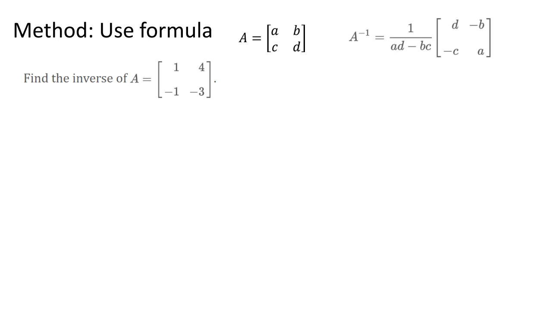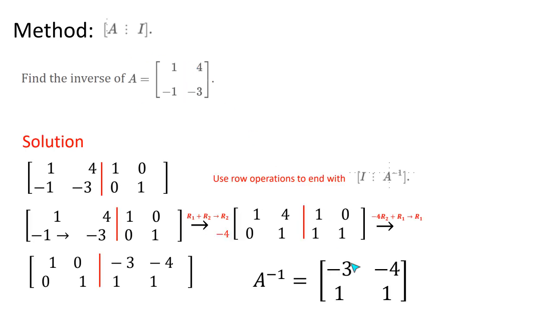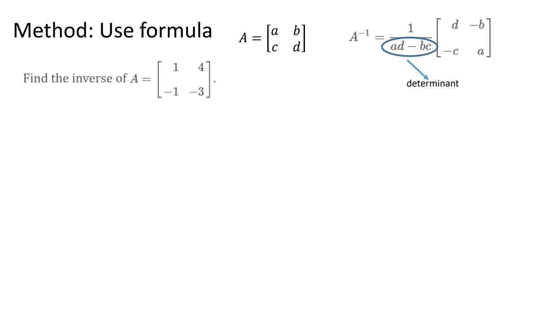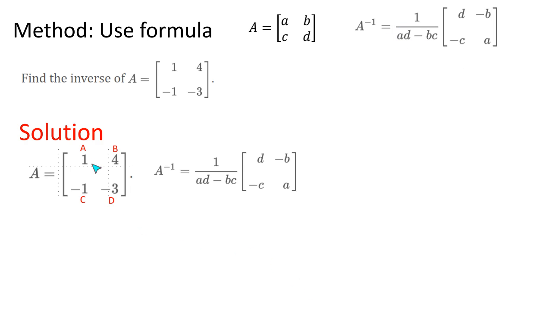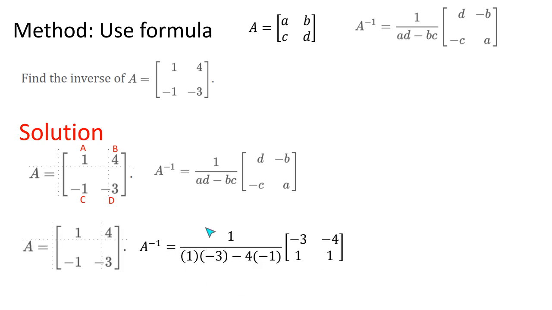So we're going to do, I think it's the same one. So notice this is the same matrix. It's a 2 by 2, so I can use this formula. This part of the denominator, that's called your determinant, which we'll do some examples of in a little bit as well. So here's my matrix. So here I have A, B, C, and D. So I'm going to have A inverse is equal to 1 divided by AD minus BC. And so we plug in these numbers, then we have 1 divided by A, which is 1, times D, which is -3, minus B, which is 4, times C, which is -1.